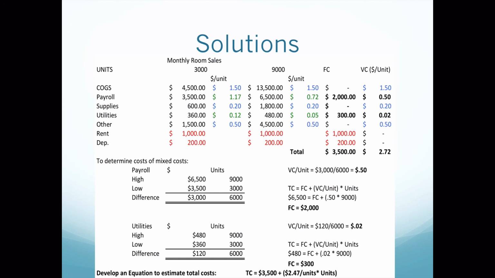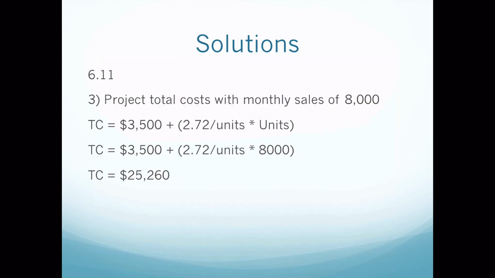All right, so we're going to go ahead and project total costs when monthly sales are 8,000 units or rooms. So we're going to take our total cost formula that we calculated, which is $3,500 plus $2.72 per unit times units. We're going to plug in the 8,000 for units, and our total cost when we have 8,000 rooms is $25,260.